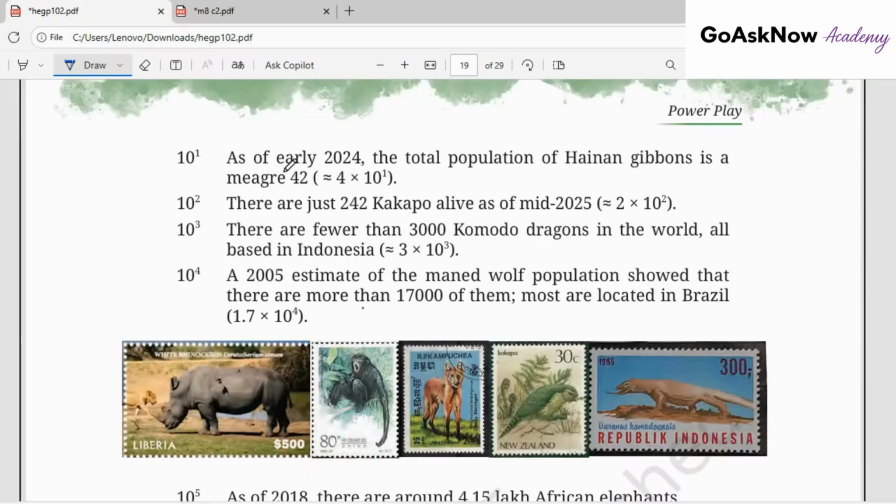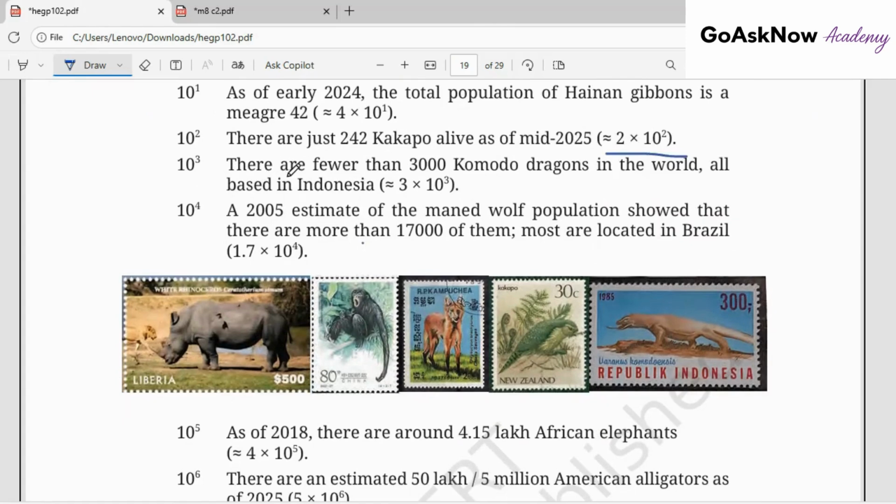10 power 1. As of early 2024, the total population of Hainan gibbons is around 42, which is 4 into 10 power 1. 10 power 2. There are just 242 kakapo alive as of mid 2025, which is 2 into 10 power 2. 10 power 3. There are fewer than 3000 Komodo dragons in the world, all based in Indonesia, which is 3 into 10 power 3 approximately.